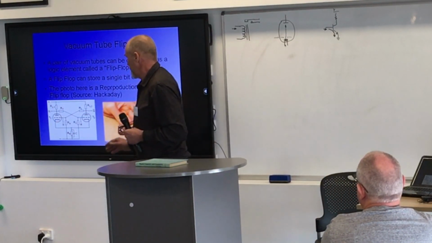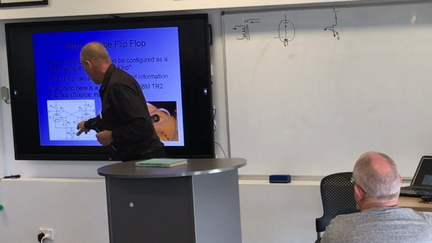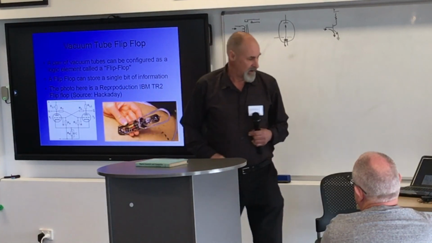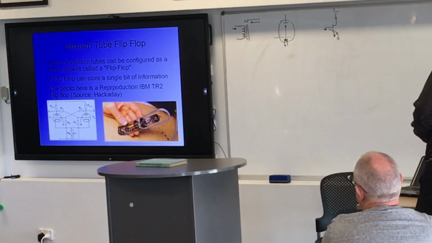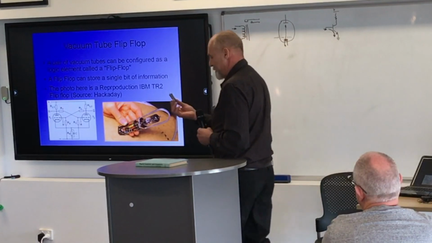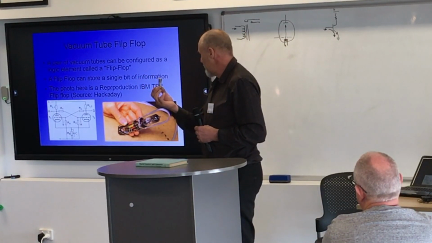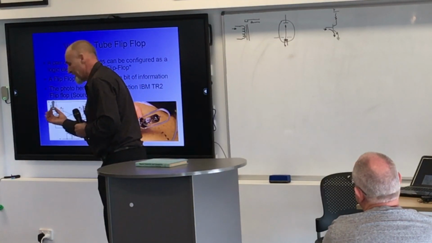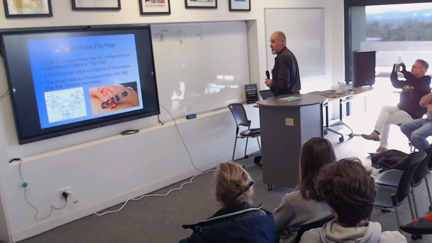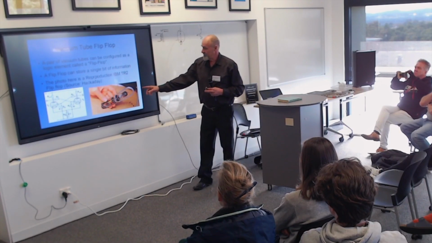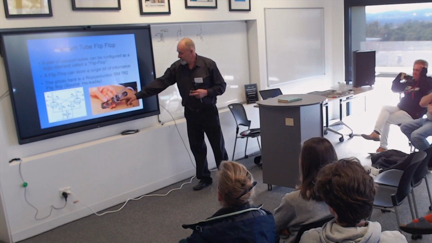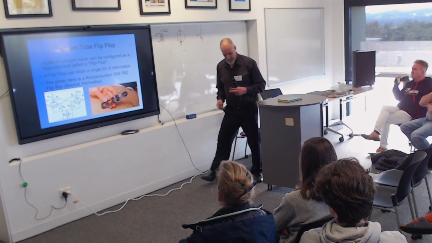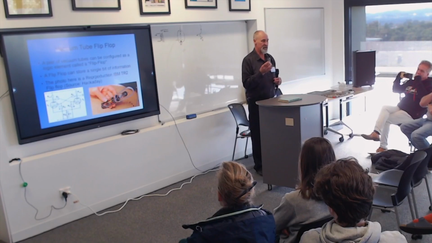So by using the set and reset pins, we can store one bit of information using a flip-flop. So that vacuum tube there has two elements, so we could make that circuit with one vacuum tube. And IBM, I stole that from Hackaday, so this is a replica of the IBM TR2 flip-flop unit. So one bit of information, not one byte.